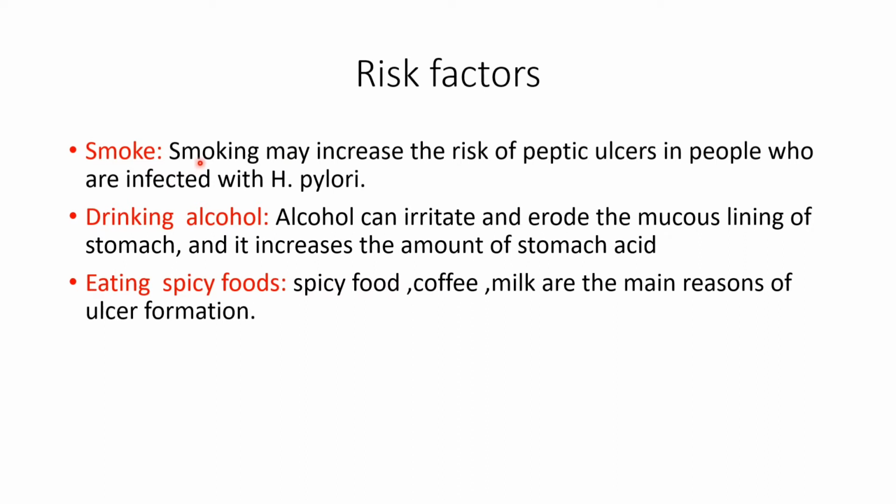Risk factors. Smoking may increase the risk of peptic ulcers in people who are infected with H. pylori. Alcohol can irritate the mucous lining of the stomach. It increases the amount of stomach acid. Spicy food, coffee, and milk are among the reasons for ulcer formation because these foods increase gastric acid secretion in the stomach.